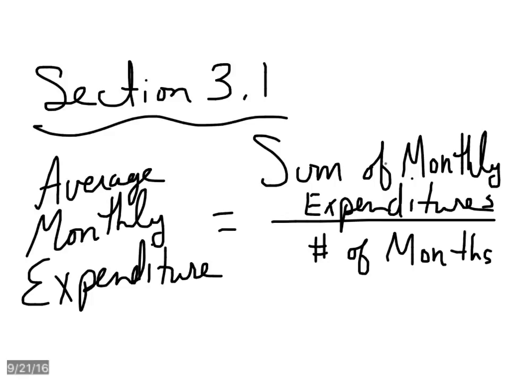On number 1, it says, compute the average monthly expenditures for the following, and it says credit cards. So, for the month of July, how much money was spent on credit cards? $121 and 74 cents. How about for August?